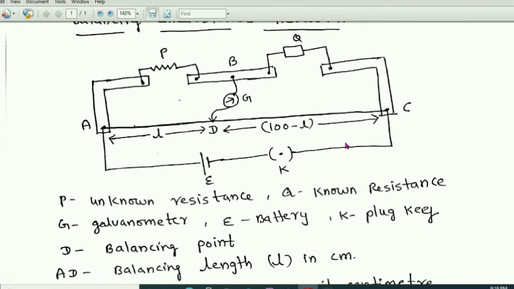This is generally the circuit we use to find the unknown resistance using meter bridge. The meter bridge consists of a uniform resistance wire of 1 meter length, which has uniform resistance and uniform area of cross section. These two are the L-shaped metal strips. The ends of the wire are connected to the L-shaped metal strips at points A and C. These A and C are the terminals, where external connection has to be done.